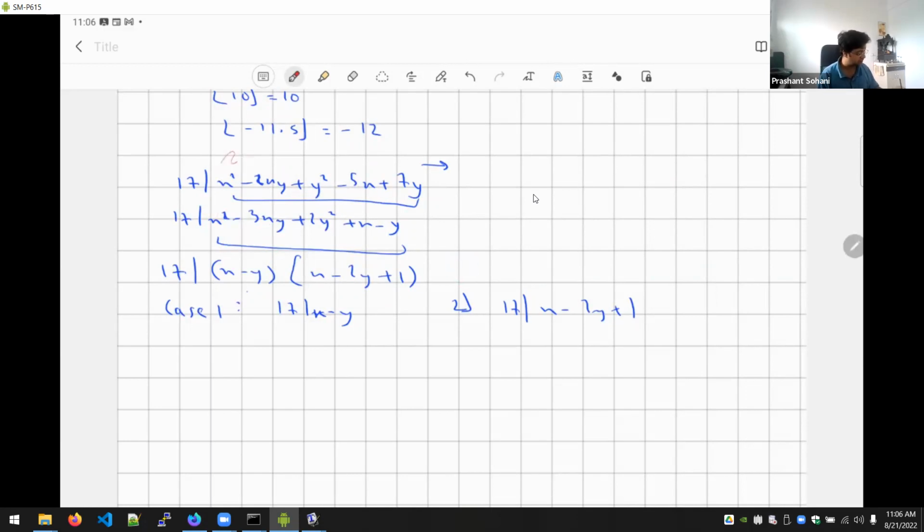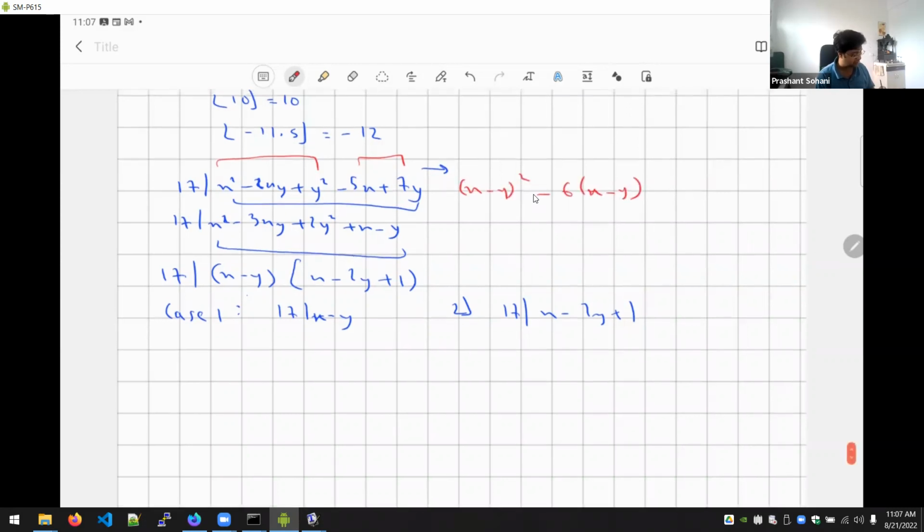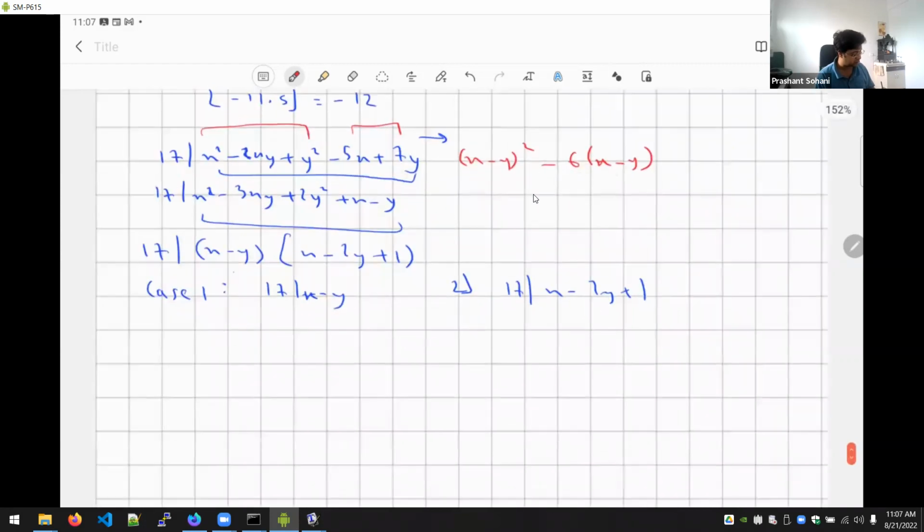So clearly, out of this part is (x minus y) square. But this remaining minus 5x plus 7y seems a bit odd. But what you can do is, the minus 5 and plus 7 are very close. So we can make some adjustment. And you see, I can write this as (x minus y) square minus 6 times (x minus y). And so here it will be minus 6x plus 6y.